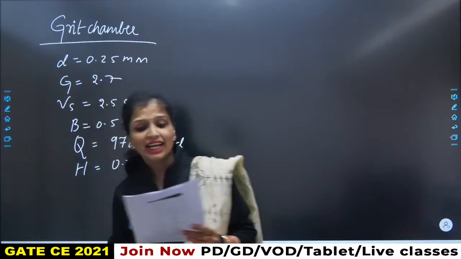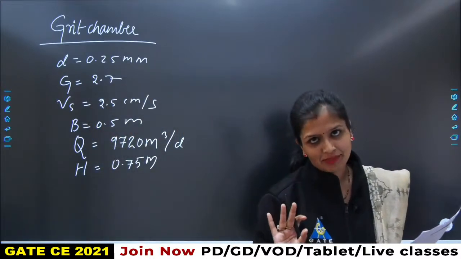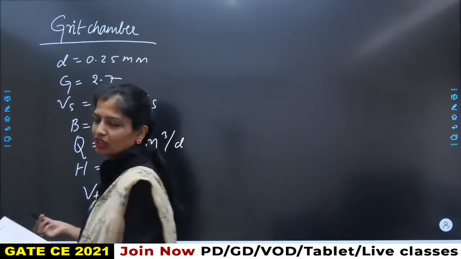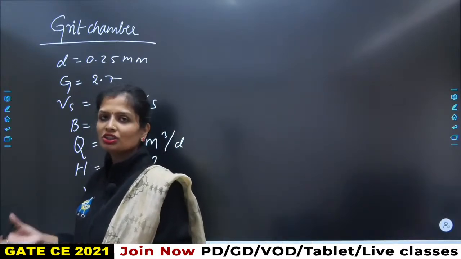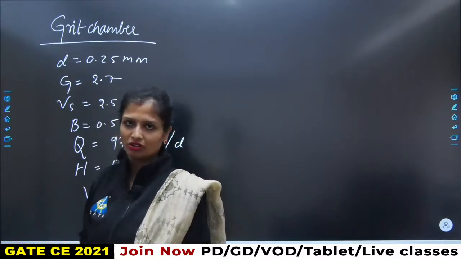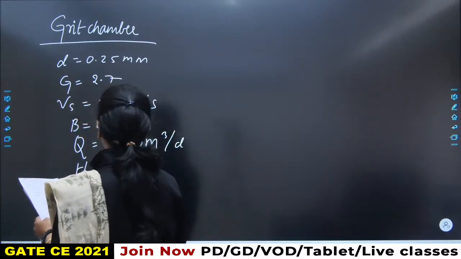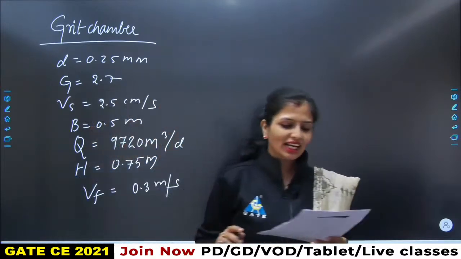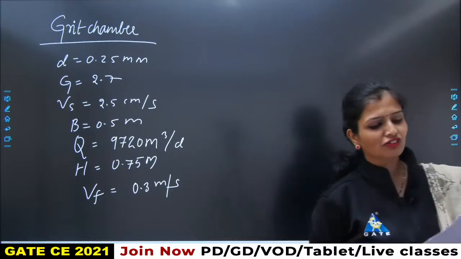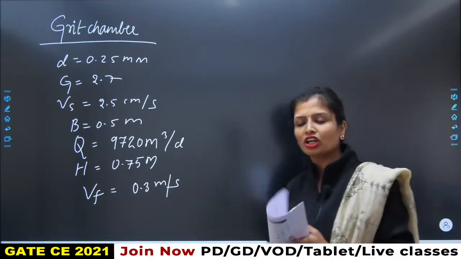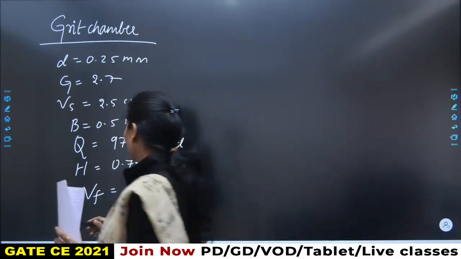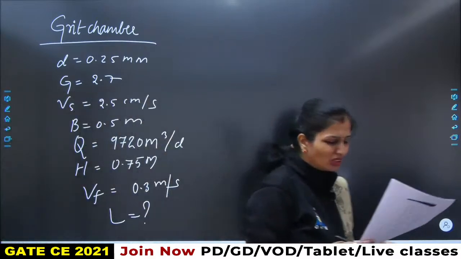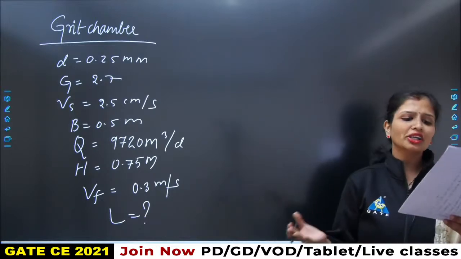Now if flow through velocity, see I denote flow through velocity by Vf, you can denote it by Vh, whatever you want, notations don't matter, meanings matter always. So here you will get flow through velocity as 0.3 meters per second. Now what it has asked: find minimum length of chamber to remove particle of size 0.25 mm. So it has asked you the length which is to be provided. Simple question, nothing new.